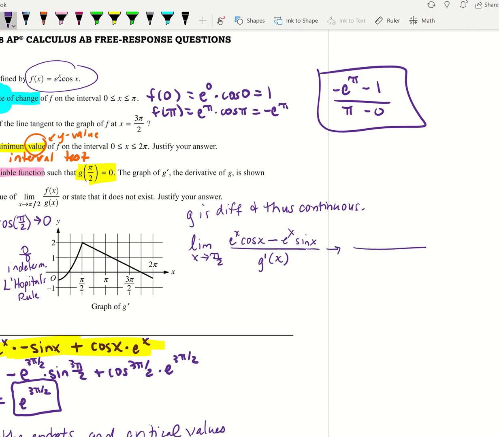So on the numerator, I would have e to the pi over 2 times the cosine of pi over 2. That's going to zero out. Minus e to the pi over 2 times the sine of pi over 2. And on the denominator, I want g prime of pi over 2. G prime is this graph. G prime of pi over 2 is 2. And so, remember, cosine of pi over 2 is 0, so this whole part zeroes out. So what I end up with is negative e to the pi over 2 times 1, which is the sine of pi over 2, divided by 2.